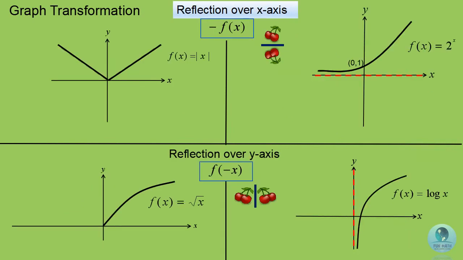Now let's look at the third one. When we write negative f of x, it means the graph will be reflected over the x-axis. If we write f of negative x, it means the graph will be reflected over the y-axis. Let's look at these examples.